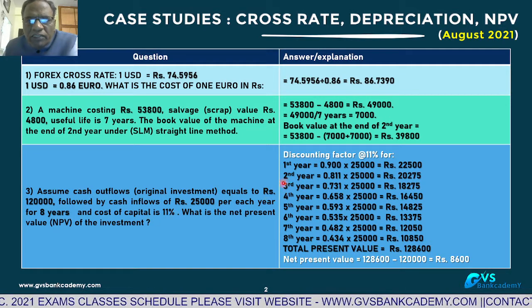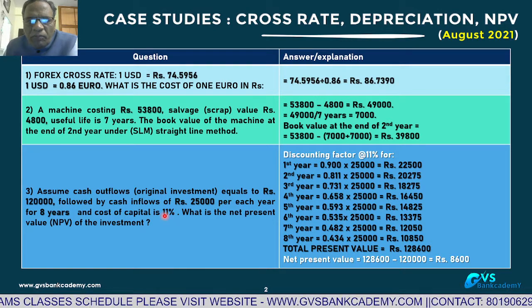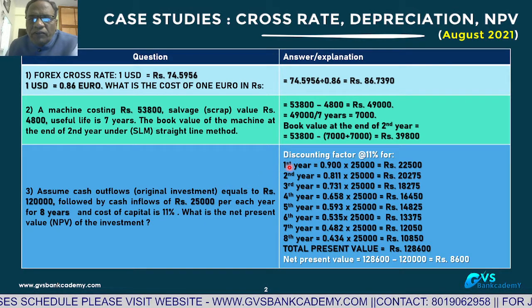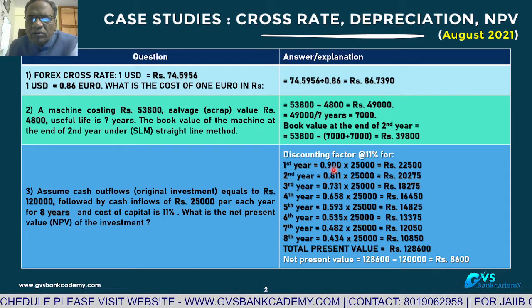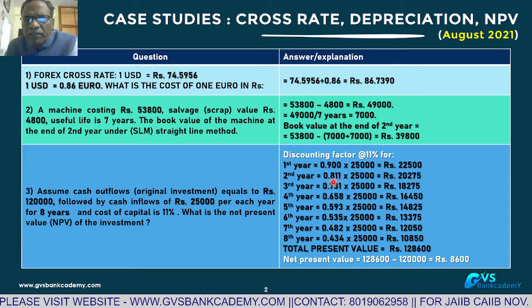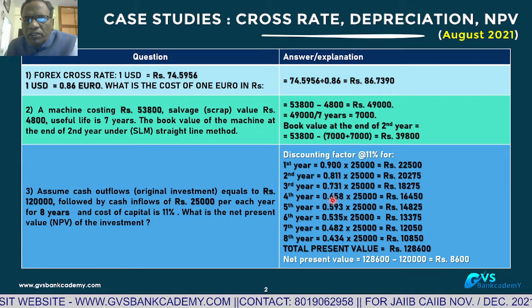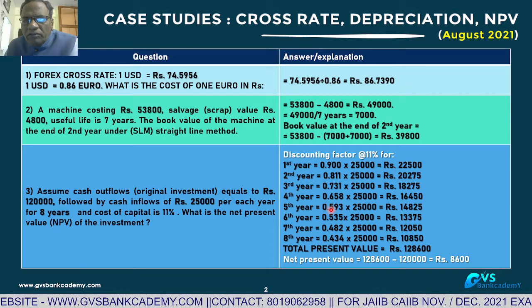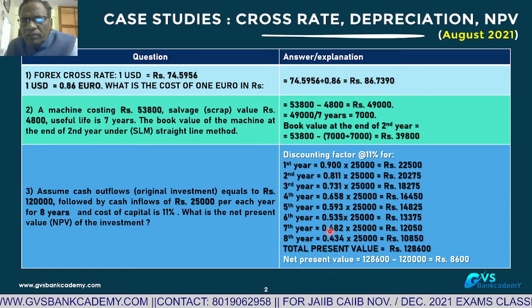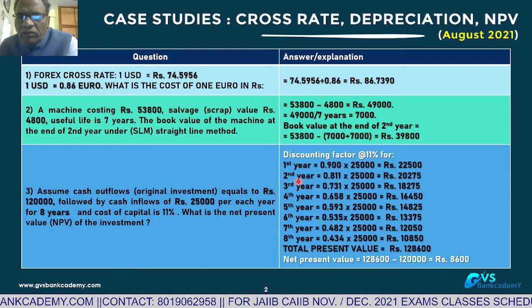How are we going to calculate the discounting factor for the first year? On the calculator, 1 divided by 1.11, press equal, and you get the discounting factor for the first year, 0.900. Again press equal for the second year, the third year, the fourth year, the fifth year, the sixth, the seventh, and the eighth. This is the discounting factor for the first year to the 8th year.